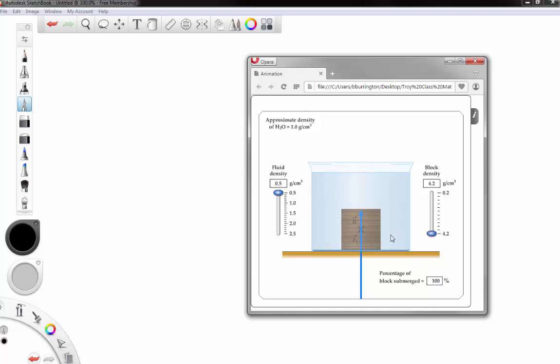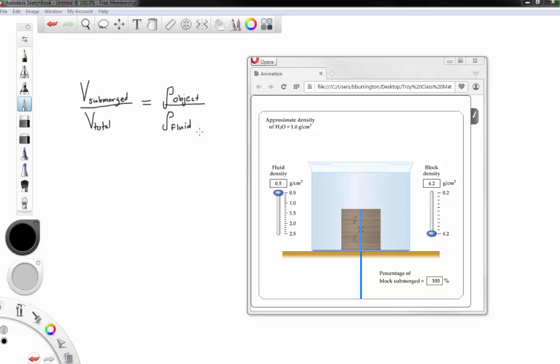So what happens now if we make the fluid minimally dense, 0.5 grams per cubic meter? Well, of course, the block is still sunken. And what I'm going to do is adjust the block density to 0.2. And according to that equation that we just had, the ratio of the volume which is submerged to the total volume for the object should be equal to the ratio of the density of the object to the density of the fluid. So if I drag this thing up to 0.2 grams per cubic centimeter, the fluid density is 0.5. We should have 0.2 over 0.5. That should give us 0.4. That should mean 40% of this thing is submerged. So let's see what happens.